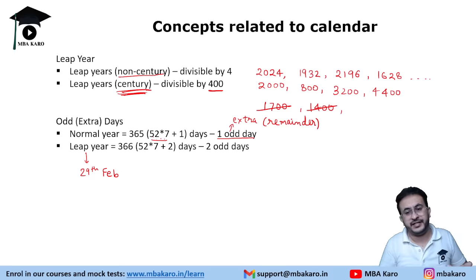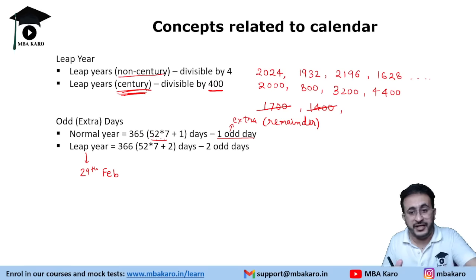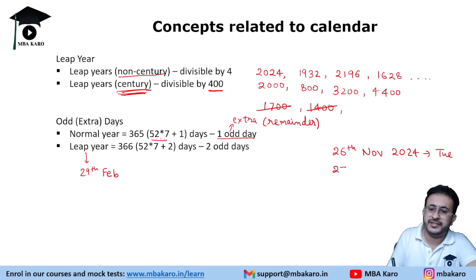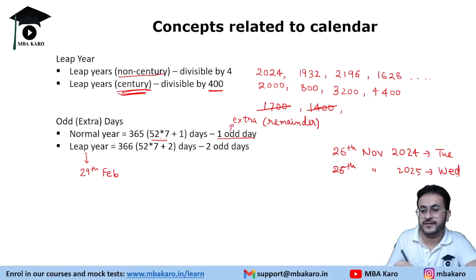So as a result, what happens is the next year, the same day will be one day ahead. Like for example, 26 November 2024 is a Tuesday. So what will happen is 26th November 2025 is going to be a Wednesday. We will have one day extra.